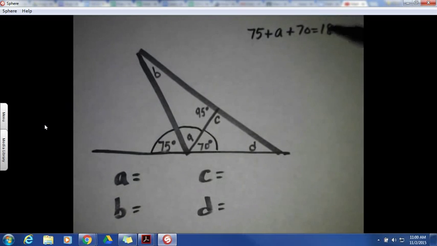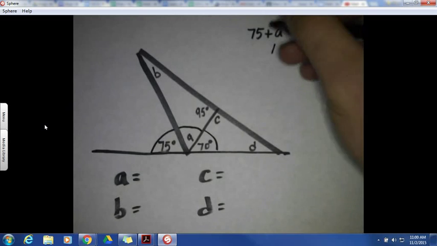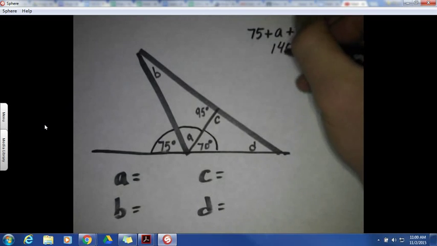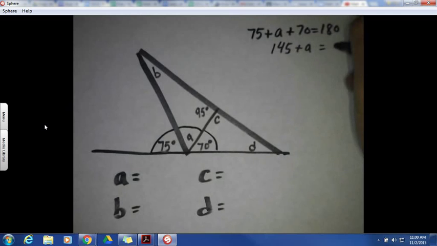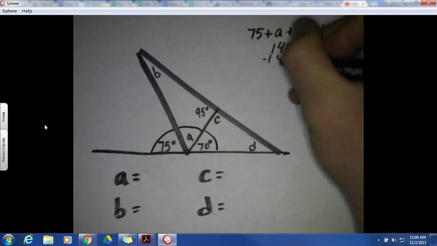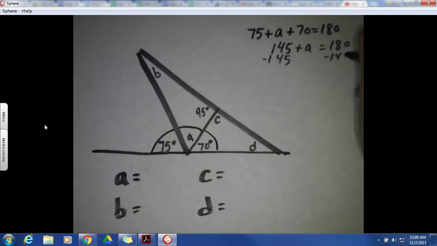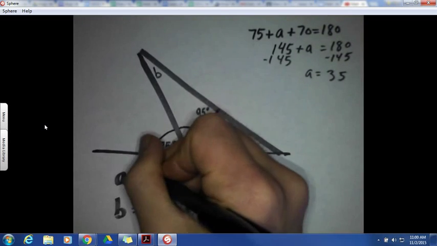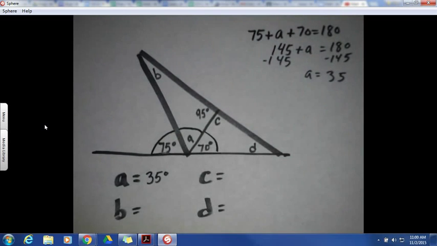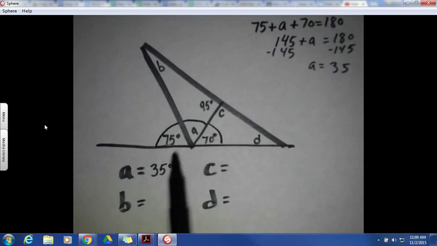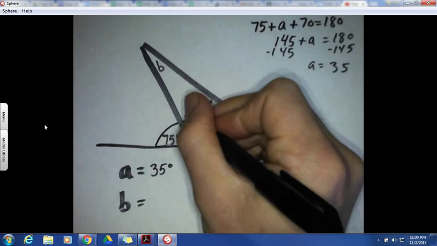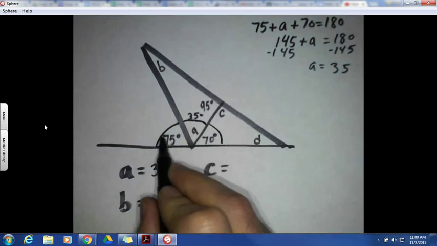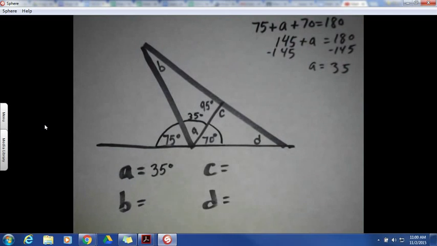Okay, so now we can just solve. 75 and 70, we're going to combine like terms. We get 145 plus A equals 180. Subtract 145 from 180, and we get A equals 35 degrees. We can check our work by plugging in 35 degrees for A. So 75 plus 35 plus 70 should equal 180, and indeed it does. So we're good. That's how you find A there.